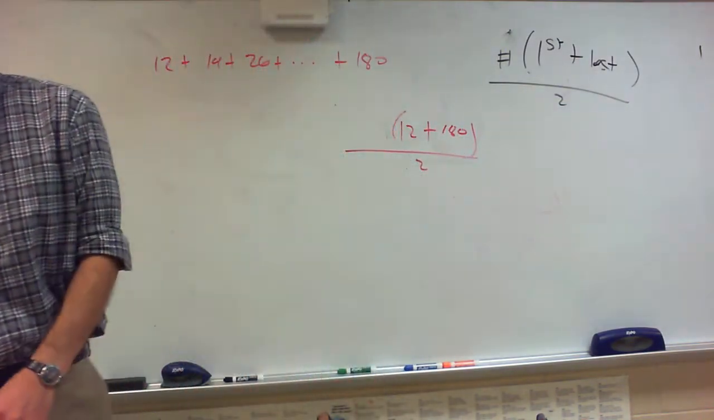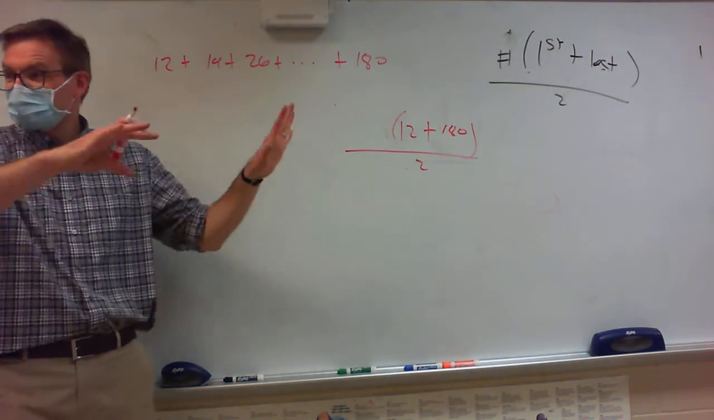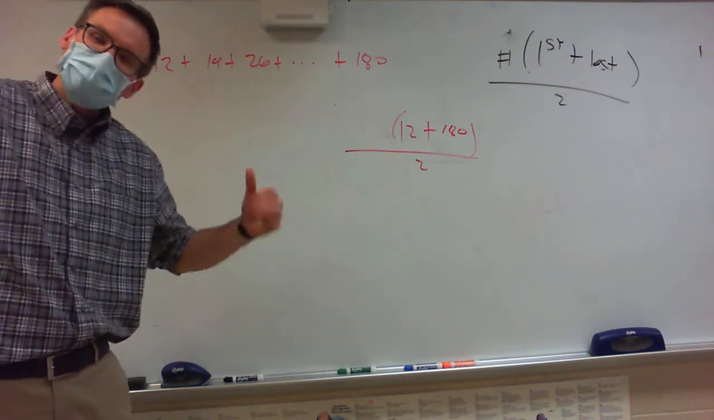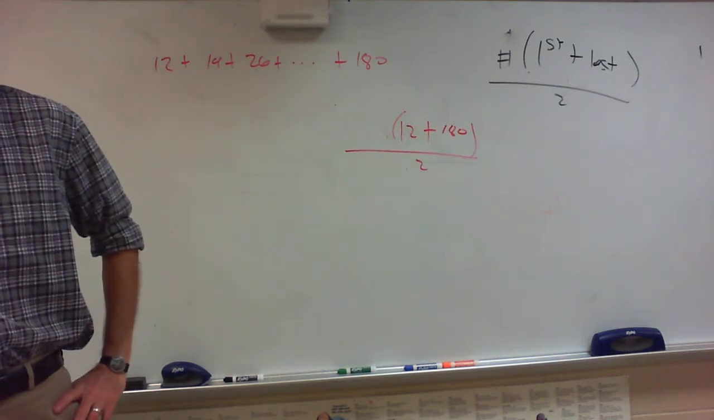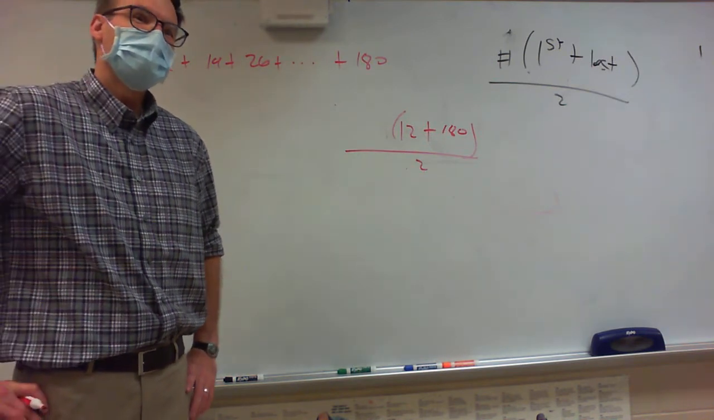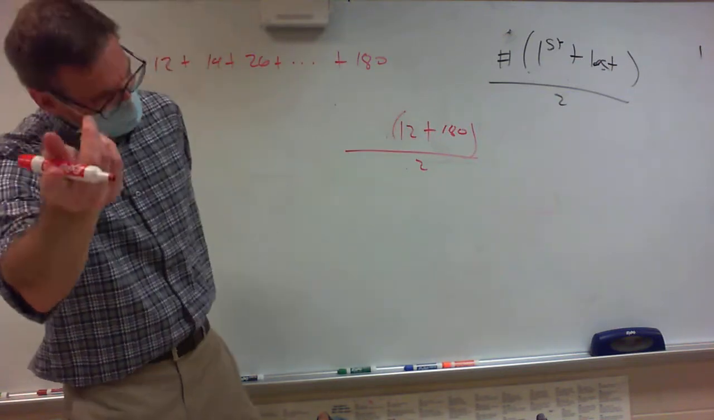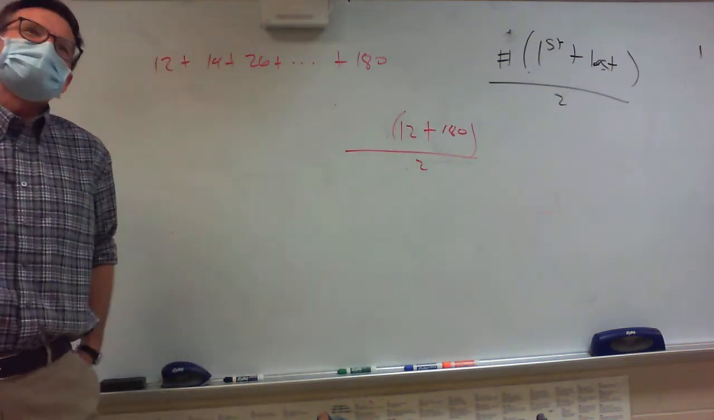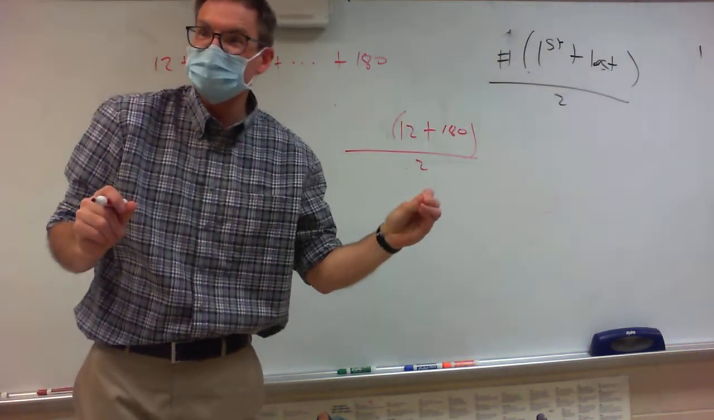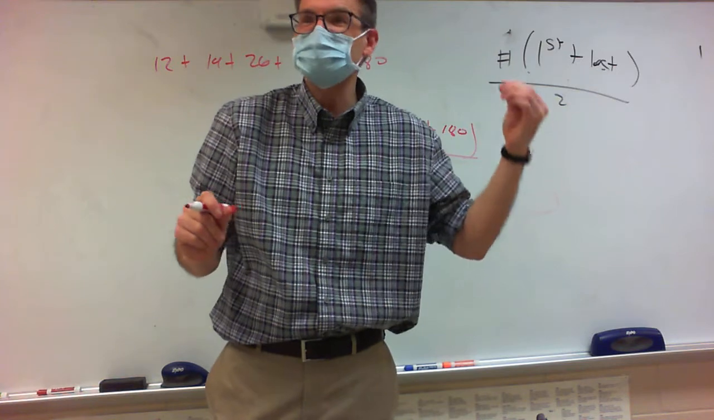What are we missing? I'm missing the number of terms. Does everybody see we're missing the number of terms? So how do we find the number of terms? What do you need? 180 equals 7 plus 5. You skipped a step, but that's good. What do you always need when you're dealing with an arithmetic sequence? What is the key thing that you need to answer any tricky problem?